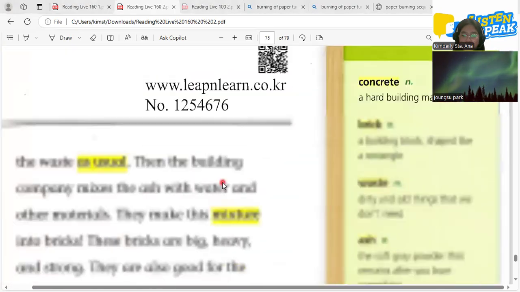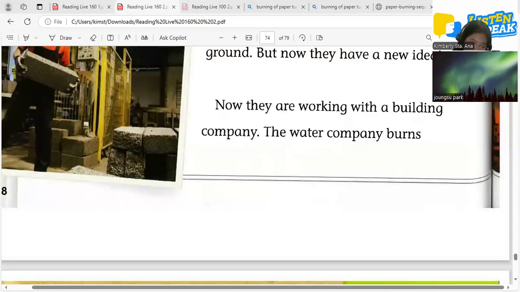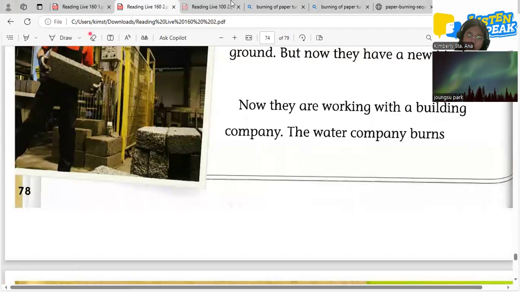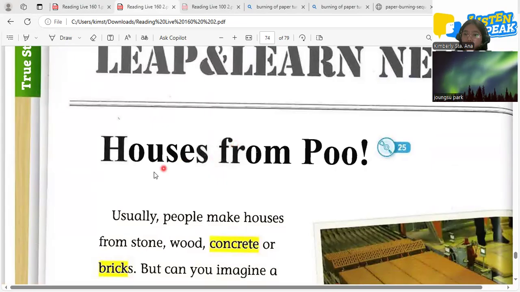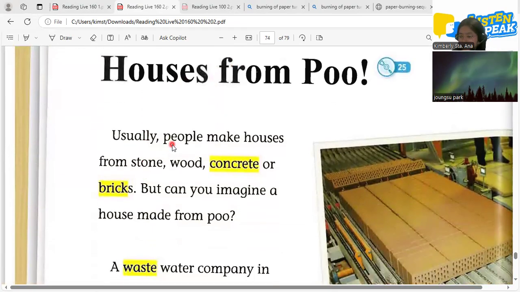Okay, now we're done with the review of our new words. Now it's time to read the story one more time so we can understand it better. So let's talk about houses from who. Let's read, Jimin. Usually people make houses from stone, wood, concrete, or brick. But can you imagine a house made from poo? A house made from who?